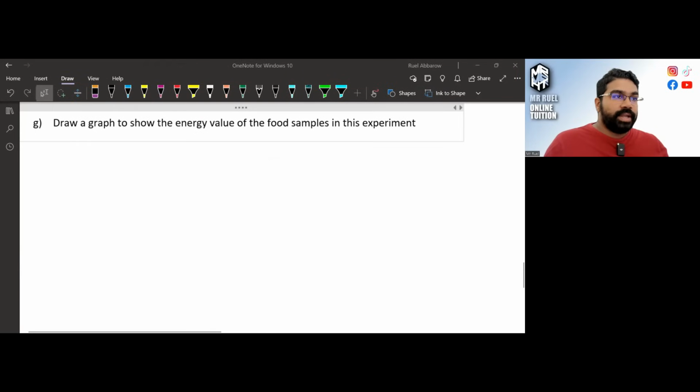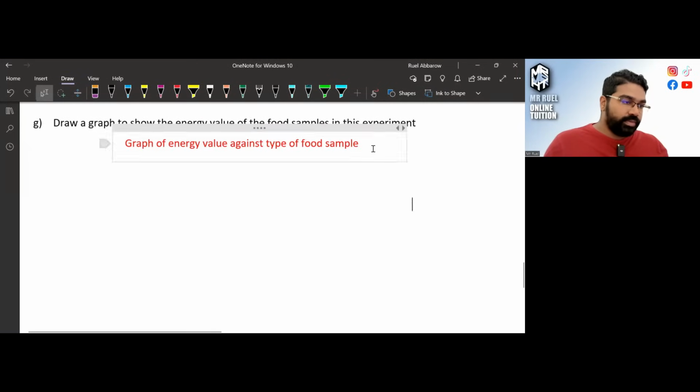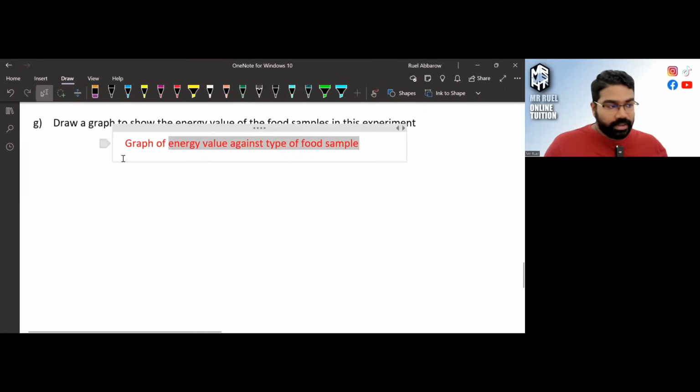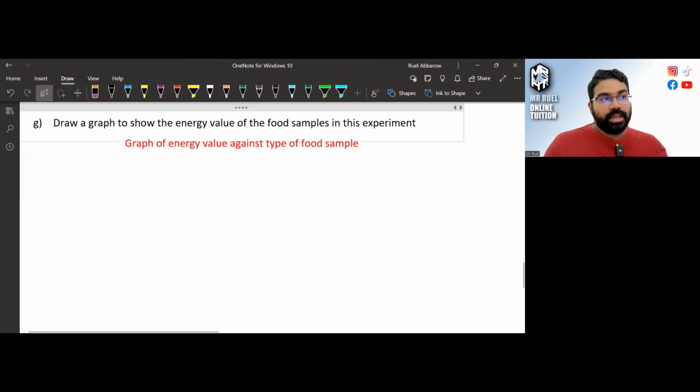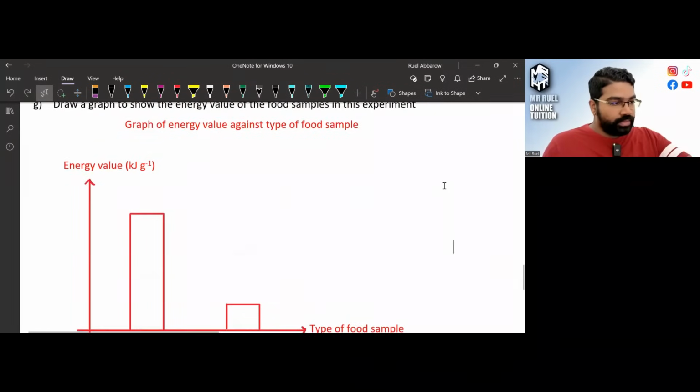So write the title of the graph first. Graph of energy value against type of food sample. Yes, please always include the title of the graph. Okay, now we can draw the graph. So the graph, we have this. Use your own value, of course.